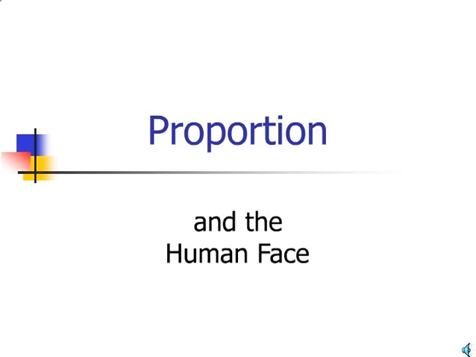Today we're going to learn about facial proportions. Proportion is a part of one thing as it relates to the whole. In other words, proportion has to do with all the parts of an object being the correct size in relationship to each other and the entire object. When proportions are not correct, the image will look odd.